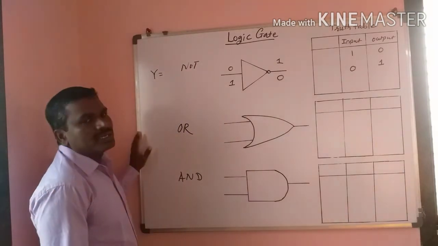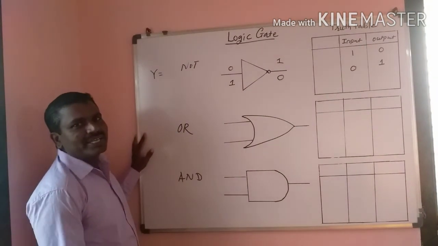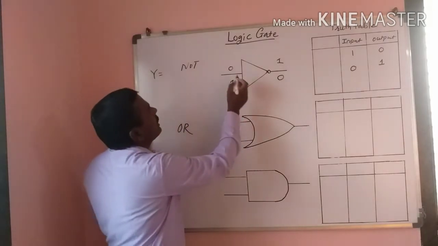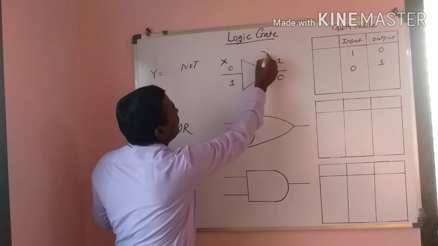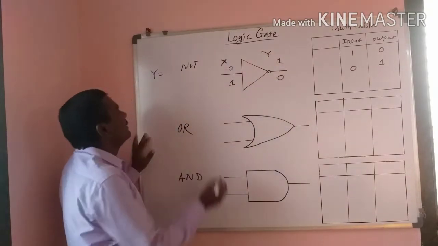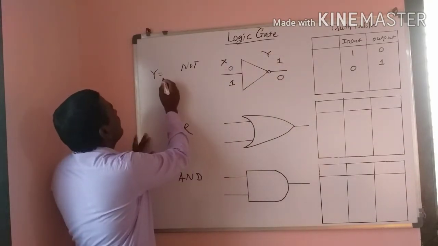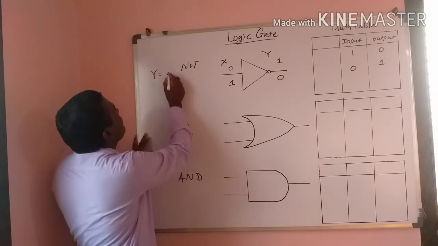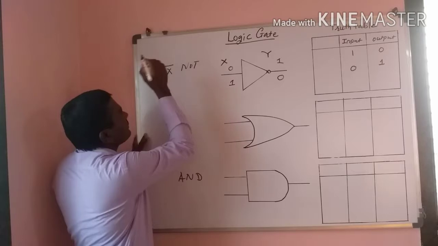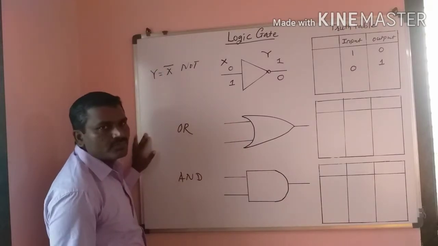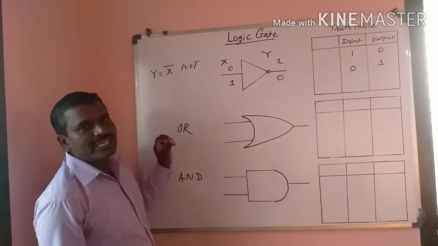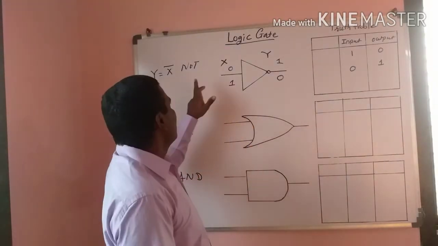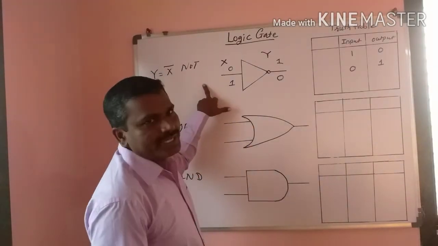We can write a Boolean expression, that is a mathematical statement. Suppose the input is x and the output is y, then the Boolean expression is y is equal to x bar. The output is opposite to the input in the NOT gate. This is the first basic gate, that is the NOT gate.